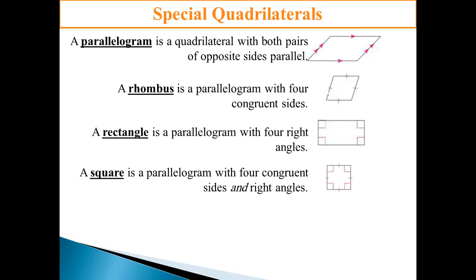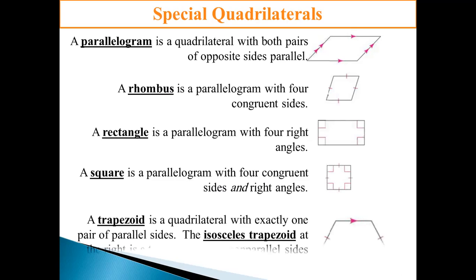So we can say a square is a parallelogram. When I talk about four congruent sides, I talk about a rhombus. So I can say a square is a rhombus also, and with right angles, a rectangle. So a square here is a parallelogram, a rhombus and a rectangle. Okay, so a square is a parallelogram with four equal sides and right angles.